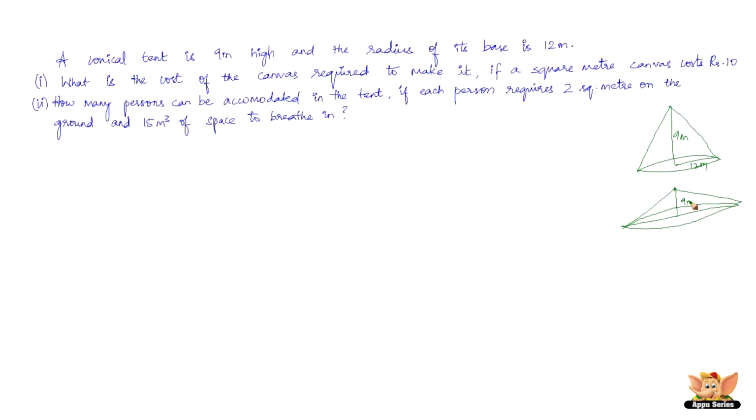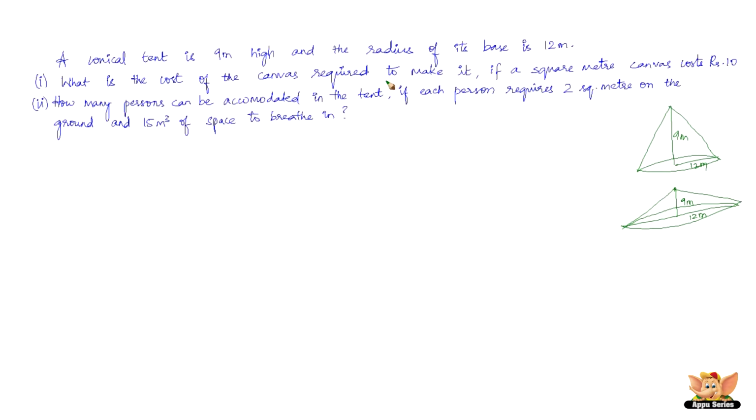So the height will be 9 meters, radius will be 12 meters. So this is a more appropriate figure compared to this one. Now the question based on this data is, what is the cost of the canvas required to make it? If 1 square meter of canvas costs rupees 10, what is the total cost of the canvas that is required to make the complete tent?